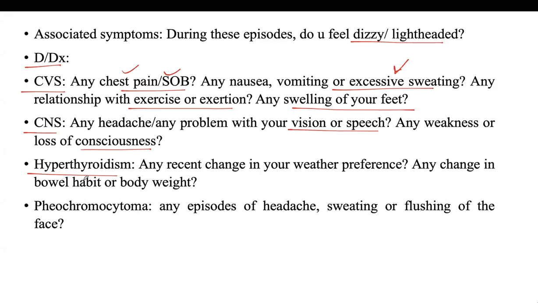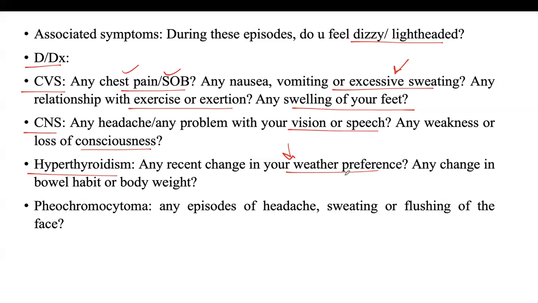So for hyperthyroidism, have you noticed any recent change in your weather preference? What do we mean by it? Weather preference means that a patient who has hyperthyroidism feels very hot and sweaty all the time. Even in the coldest month, they will feel very hot. So they will say, yes, I feel very hot for the last few months. So that's what we want to find out: have you noticed any change in your weather preference?